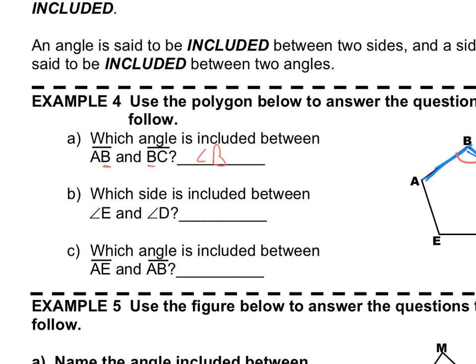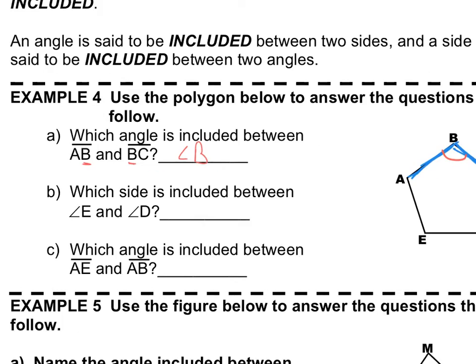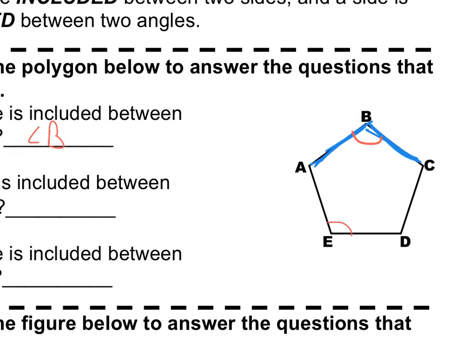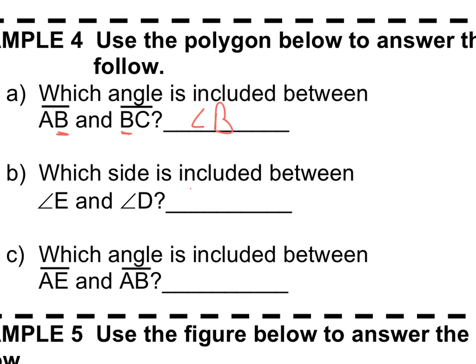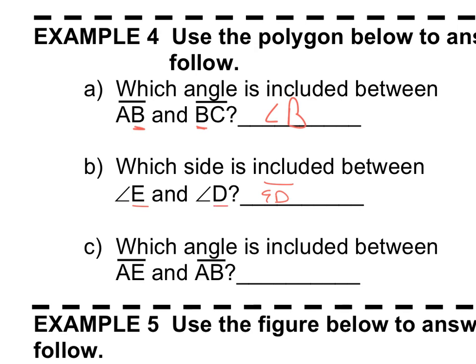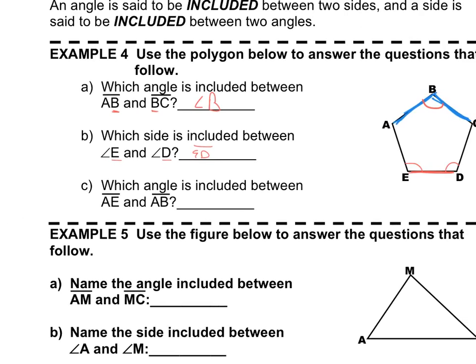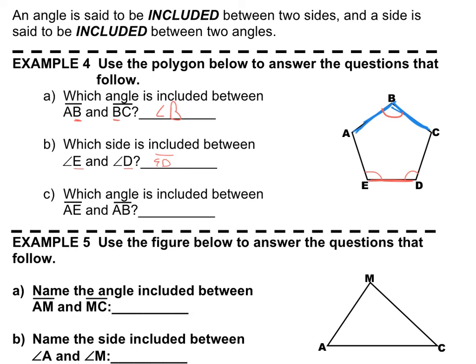We can do that another way too. If we want to look for the side that's between angle E and angle D, well, that has to be side ED. And if you notice, if you take the two angles and put a line over them, that gives you that included side. So it says which angle is between AE and AB. So AE and AB would obviously be angle, whoops, not angle B, angle A. Sorry, and that's the one they both share.